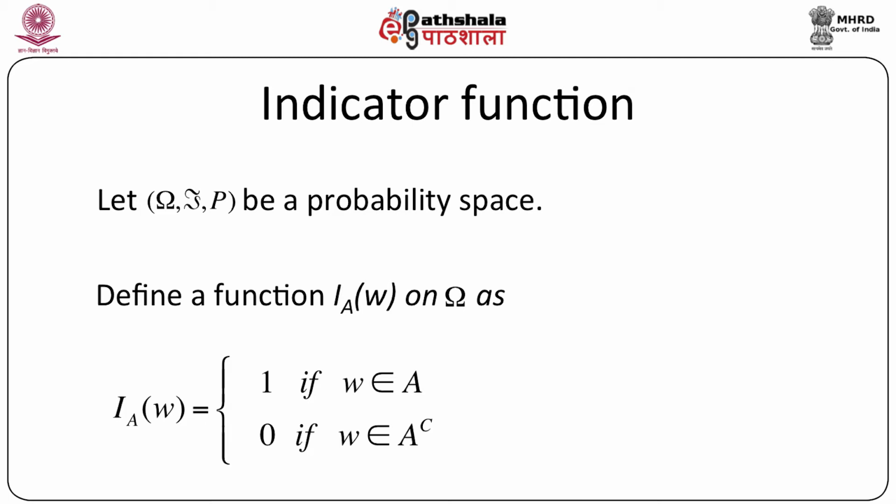So the definition goes like this: I_A of omega, where omega is in big Omega, is an indicator function if I_A(omega) equals 1 if omega belongs to A, and 0 if omega belongs to A complement. That means capital A is a set that belongs to the sigma field script F, and the indicator function takes the value 1 or 0 if omega belongs to A or A complement respectively. So it's a very simple function, probably the simplest possible function that one can have.